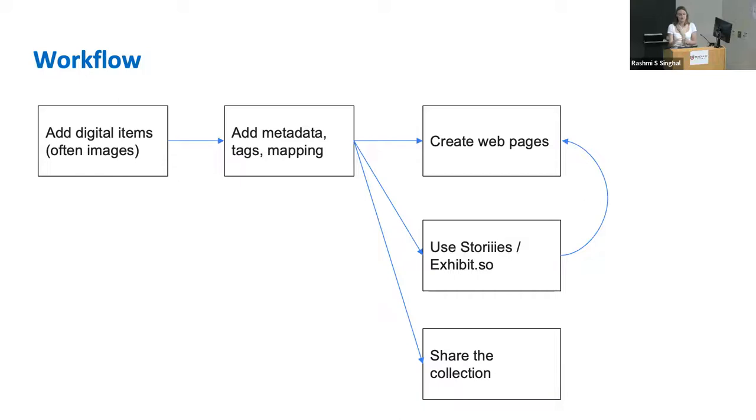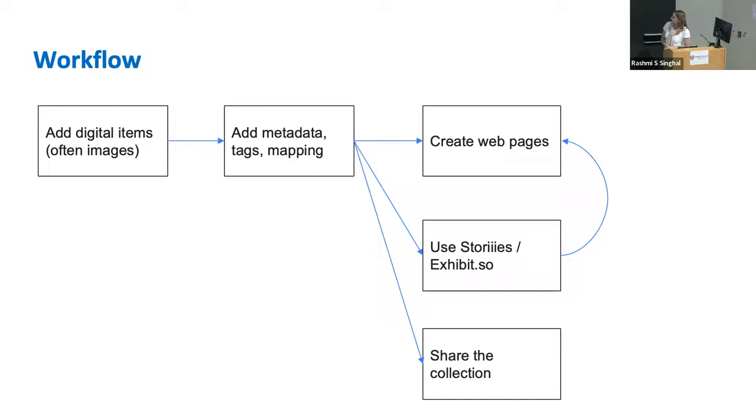Then the next step, which is where this workflow starts, was to add those digital items, which were often images, to Omeka S, and use the Omeka S platform to add metadata, to add tags, and to add mapping. And the IIIF server actually enables that Omeka uses those images to generate a IIIF manifest on the Omeka server after students have done that. So then students could use the manifest URL to continue working on those images, for example, in stories or in exhibits. So after that, students created web pages and they used stories and or exhibits to create a moving sort of narrative. And they were able to share their collection.